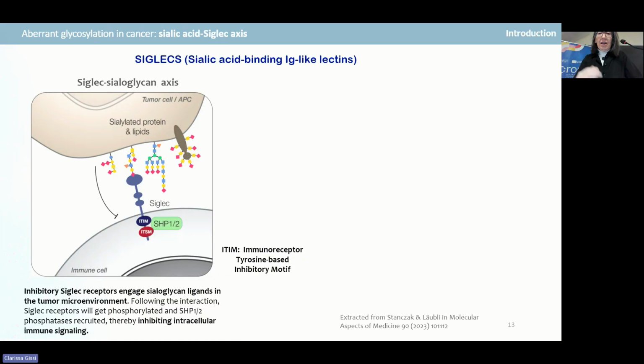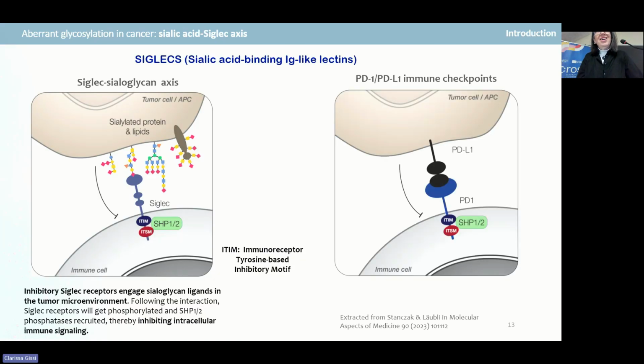This type of interaction resembles the one that we know is caused by the interaction between PD-1, that is an inhibitory immunoreceptor of T cells and other immune cells, and PD-L1. The interaction of PD-L1, that can be expressed, for instance, by tumor cells, with PD-1 also phosphorylates these ITIM domains and recruits phosphatases, and also creates the inhibition of the immune cell. In this regard, many researchers are also considering this Siglec-sialoglycan axis as a new immune checkpoint.